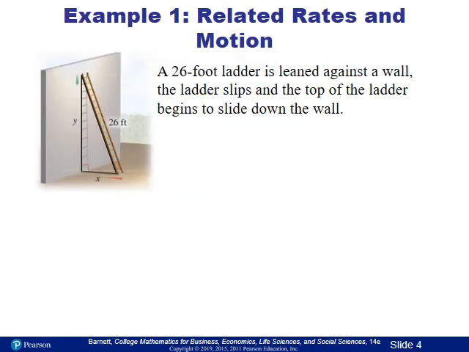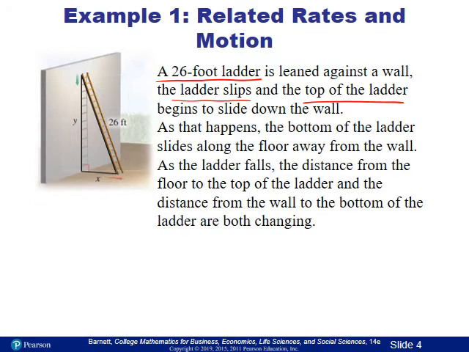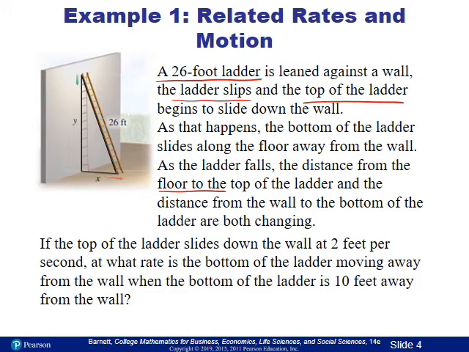We begin by examining related rates with an example where the two quantities are distances and the two rates are velocities. For example, a 26-foot ladder is leaned against a wall. The ladder slips and the top of the ladder begins to slide down the wall. As that happens, the bottom of the ladder slides along the floor away from the wall. As the ladder falls, the distance from the floor to the top of the ladder and the distance from the wall to the bottom of the ladder are both changing. Now, at what rate are they changing?